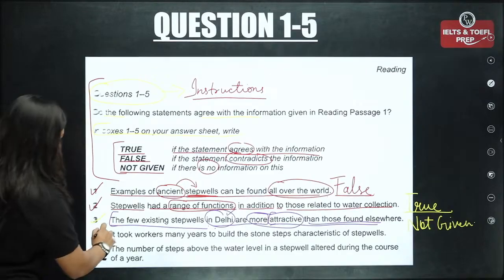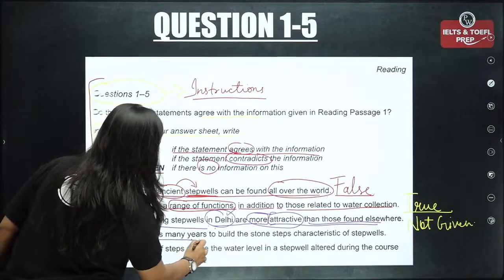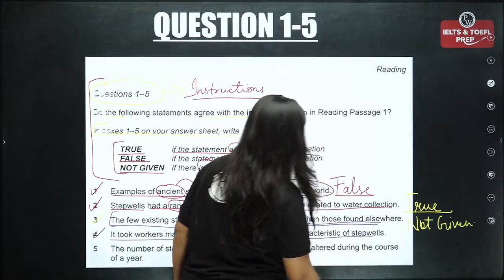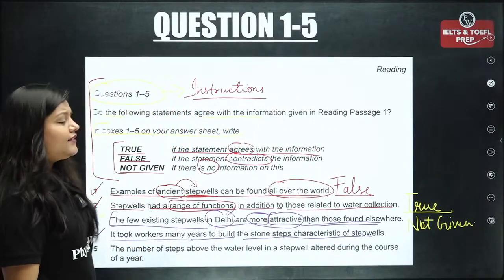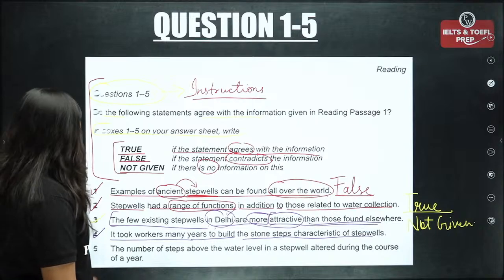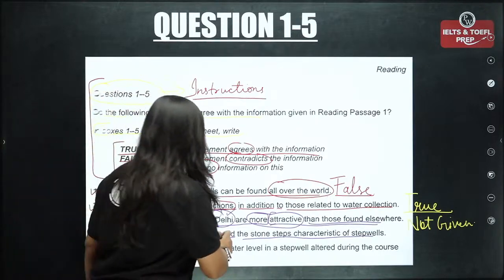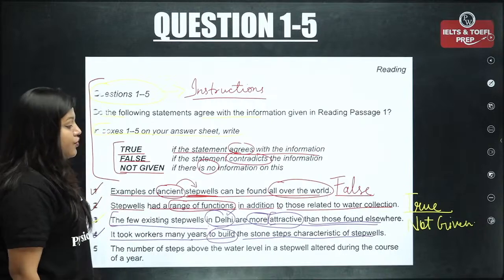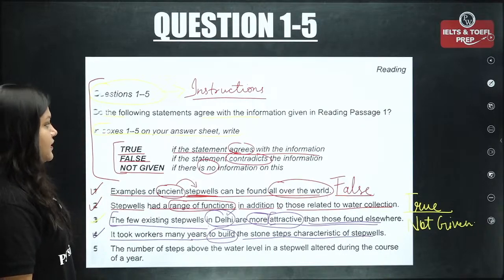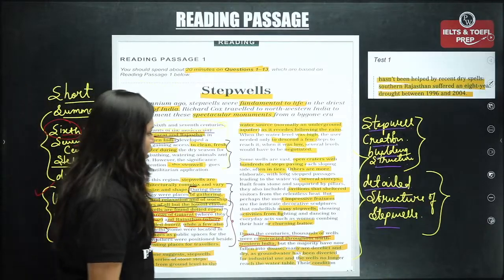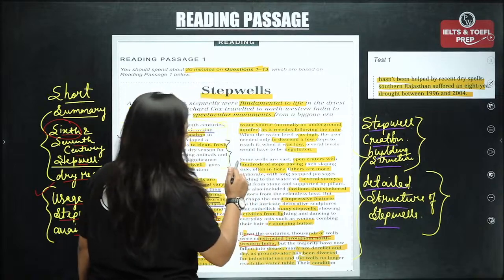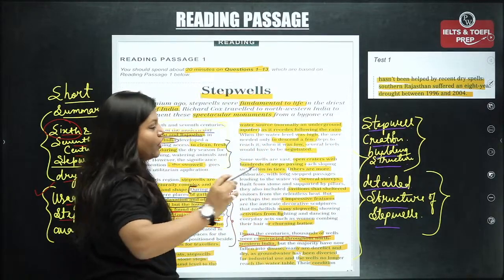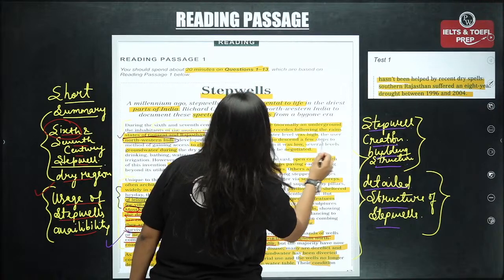Okay, next question. It took workers many years to build the stone steps characteristic of step wells. Now let's have a clear look whether it took workers many years to build. So we are talking specifically about building the step well, stone step characteristics of step wells. Okay, let's see. Now we can see here step well creation, building. So we are going to get this information over here, right?